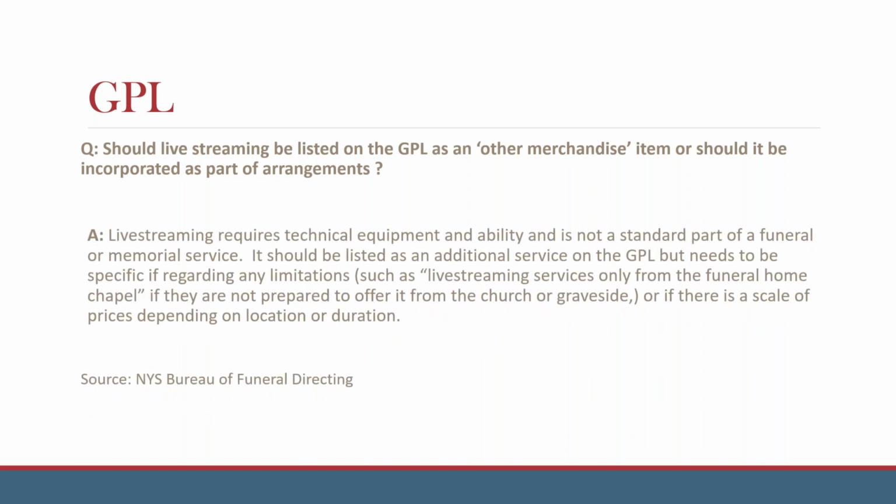So live streaming, as you know, requires technical equipment and ability, and is not a standard part of a funeral or memorial service, so it should be listed as an additional service on the GPL, but it does need to be specific regarding any limitations, such as only from the funeral home or chapel, or if there's a scale of prices depending on location or duration. So if you're going to charge different prices based on how long it is or where you're live streaming from, you should include those specifics.